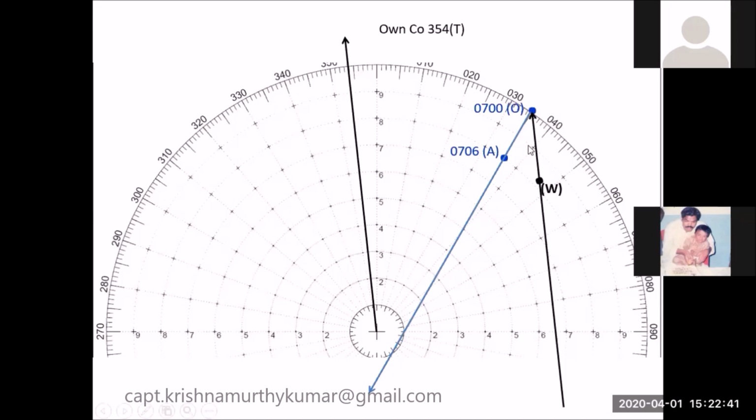So just draw your 6 minutes distance backwards. Now reverse of your own course, distance for 6 minutes. This is his true course and speed. He'll be traveling 6 minutes, this distance. This is his true course. Let us see whether we are getting the same answer as we did in true plotting.